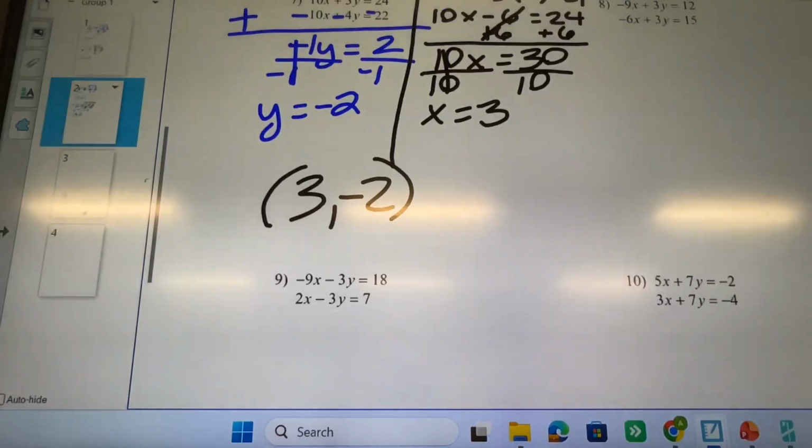Okay, we're gonna do one more and then I'll show you what I want done on the back part. Okay? So don't work ahead or anything.